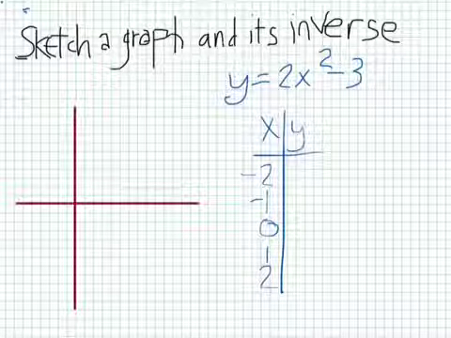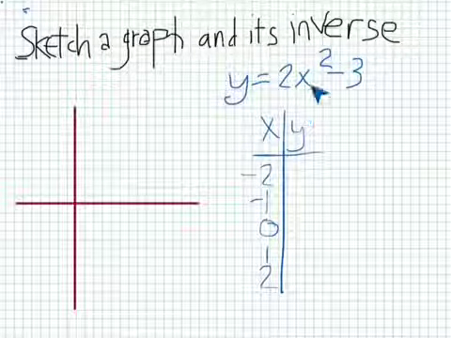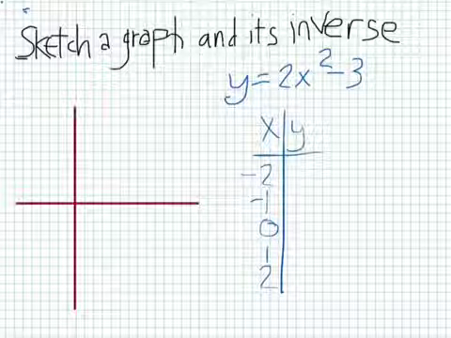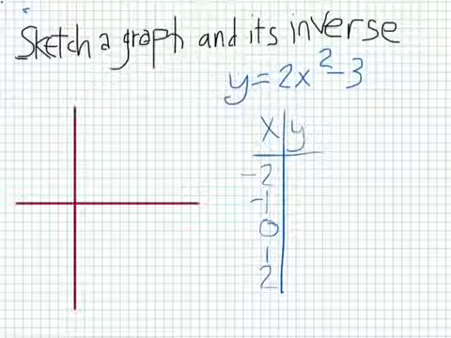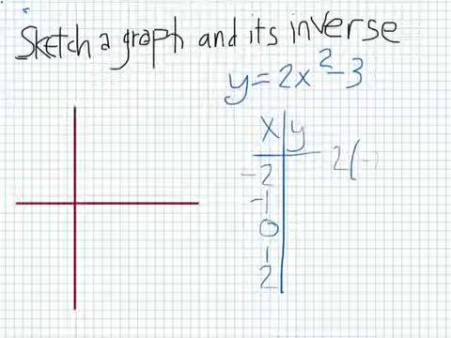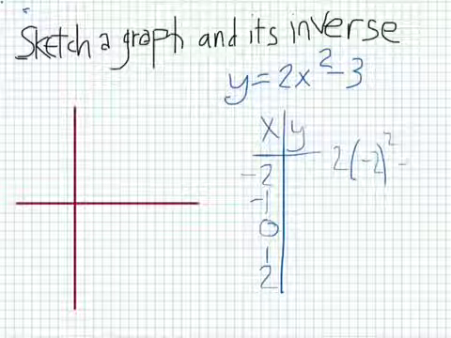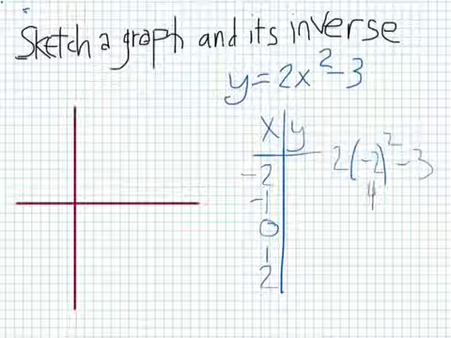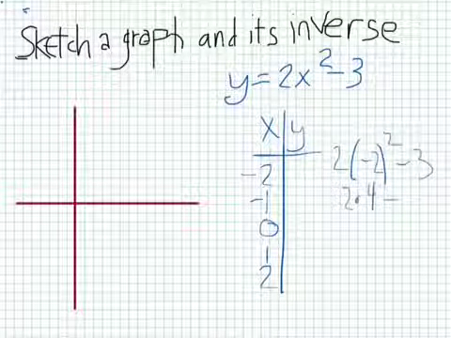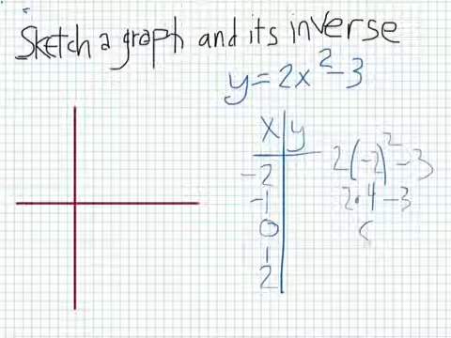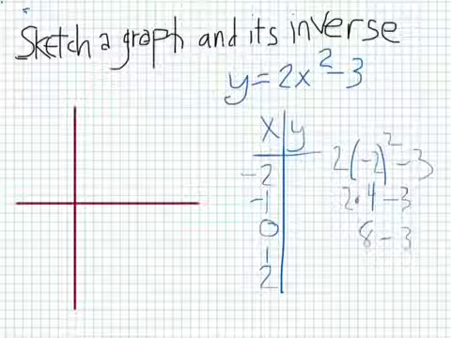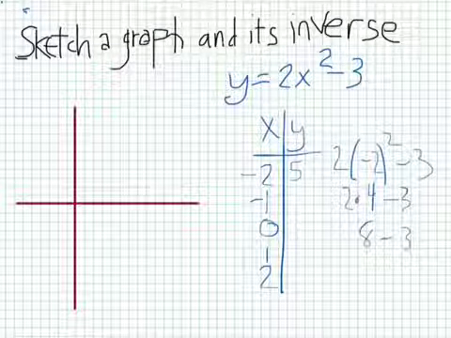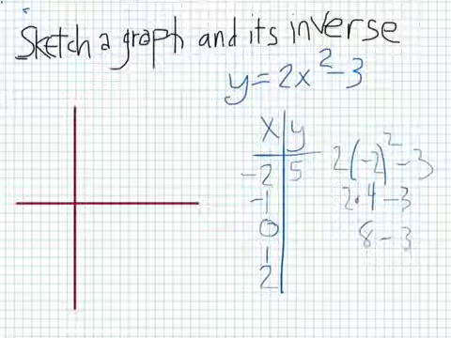So let me plug some stuff in. I'm going to take this -2, plug it in for x, do some arithmetic. It's going to spit out a y. 2 times input, it happens to be -2 squared, minus 3. So -2 squared is +4. 2 times 4 is 8. 8 minus 3 is 5. So when x is -2, y is 5.